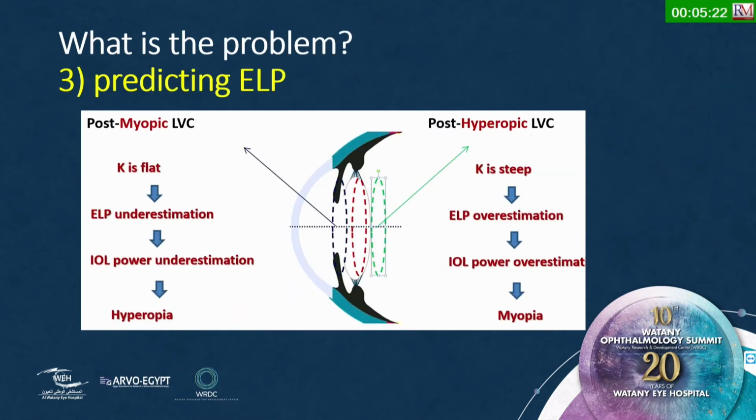Third problem, predicting the effective lens position. Usual formulas predict the effective lens position according to the K reading. If the K reading is flat, it assumes the effective lens position is here. If it is steep, it is here. But in post-hyperopic LASIK, it assumes the IOL is here, so it will give a myopic post-operative refraction. And in post-myopic LASIK, it will give a hyperopic refraction. And this is so cumbersome for the patient.